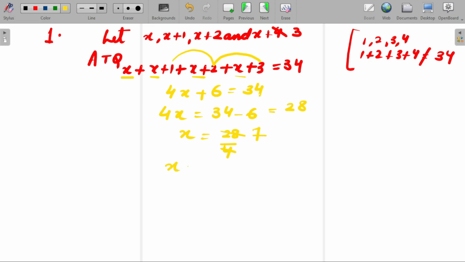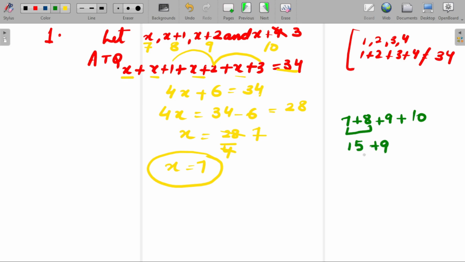So x value is 7. If x is 7, then the other terms will be 7 plus 1, this is 8, 7 plus 2, this is 9, and 7 plus 3, this is 10. So these are the consecutive terms. Okay, the sum is 34. You can check also if you want to verify the answer. See, 7 plus 8 plus 9 plus 10. 7 plus 8, 15. 15 plus 9, 24. 24 plus 10, 34. I hope this is clear to you. This is the answer of the first question.